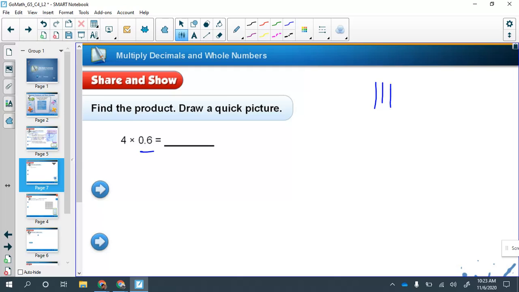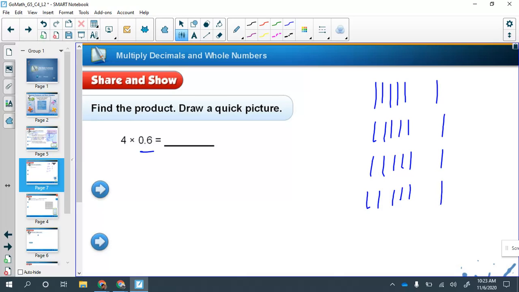So 1, 2, 3, 4, 5, 6, and the same for each of the other groups. Again, we have 4 groups because we're multiplying by the number 4. Now I just need to go through and do my regrouping.